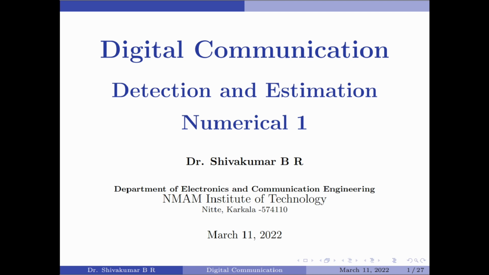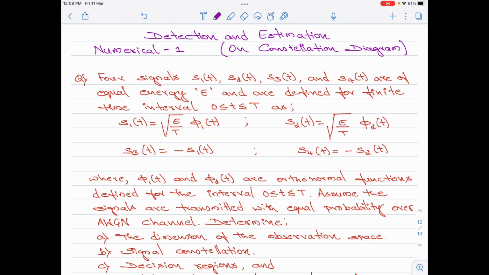In this video, I am going to take the first numerical on the topic detection and estimation. Please note, this is a numerical on drawing the constellation diagram when you are given a certain set of signals. Let me read out the question first.